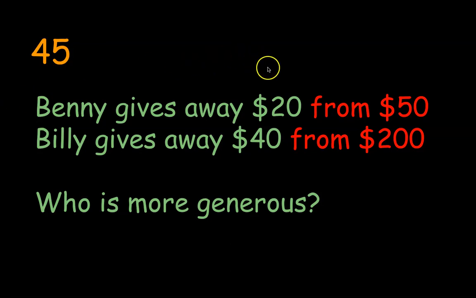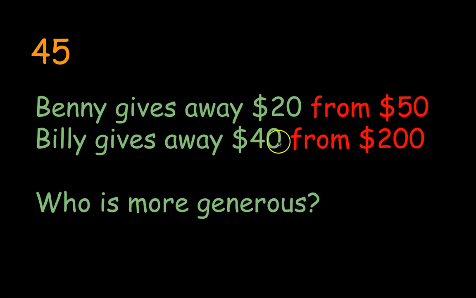What about if Benny gave $20 from his $50 and Billy gave $40 from his $200? Well, let's convert them both and see what would happen if they had $100. If Benny had $100, he would double that. He would give away 20 from one 50, 20 from the other 50. He would give away $40 from 100, which is 40%.